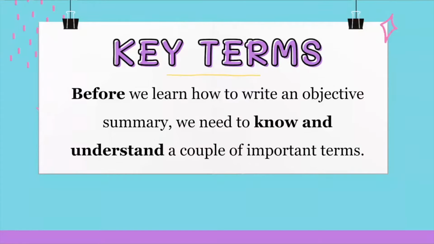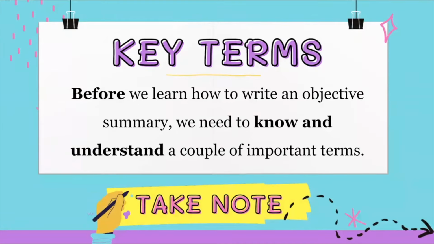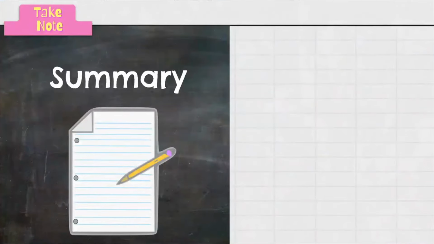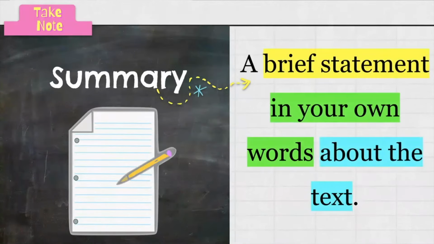So before we can learn how to write an objective summary, we need to know and understand a couple of important terms. So go ahead and let's take some notes on these because they're important. First, summary. You've probably been writing summaries since kindergarten, so you know what a summary is, but let's just review it. A summary is just a brief statement in your own words about the text. That's all it is. It's nothing fancy. It's just a brief statement in your own words about the text. So you just summarize it.